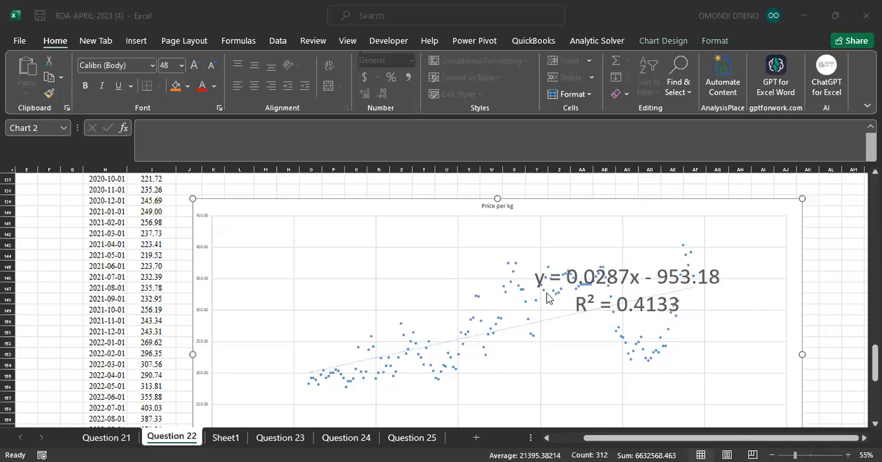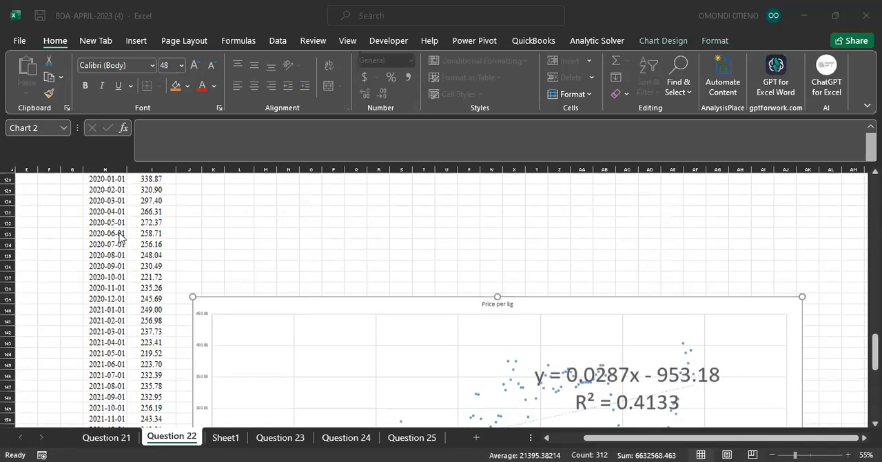So the cost function, or the function here, is y equal to, remember, you're able to see we have a negative, so negative 953.18, plus 0.0287x, R squared 0.4133. So look at the items we are comparing here: date and the prices. Yes, the prices will be affected by date to some extent.